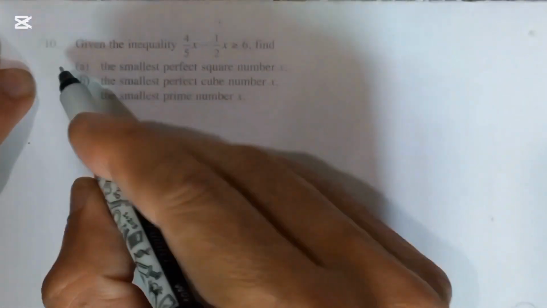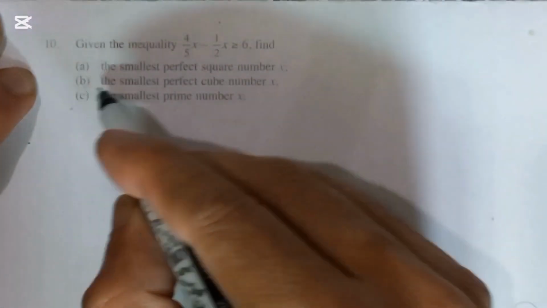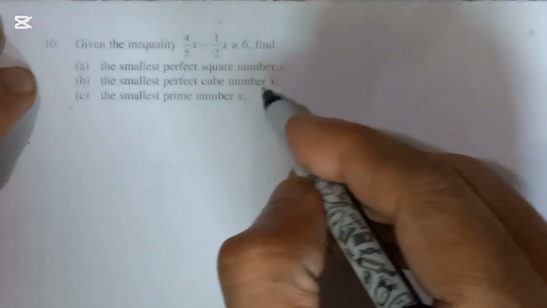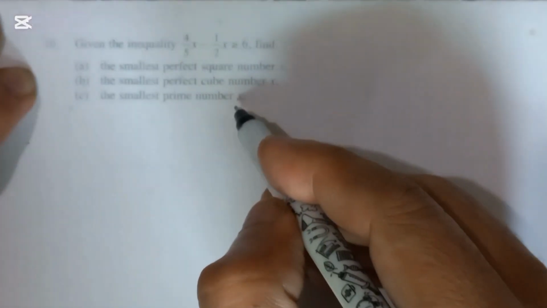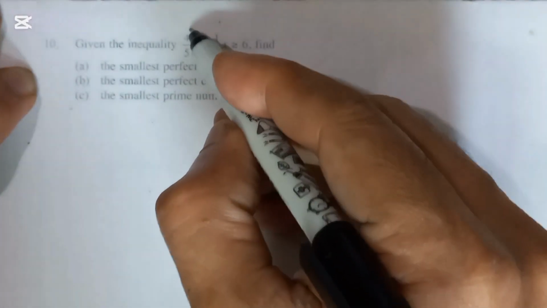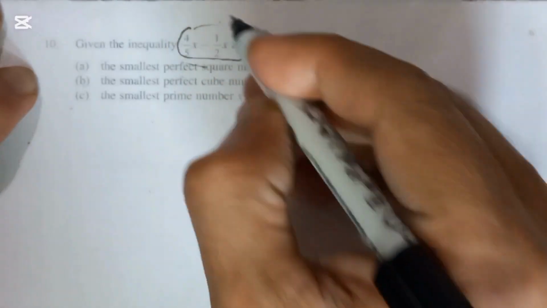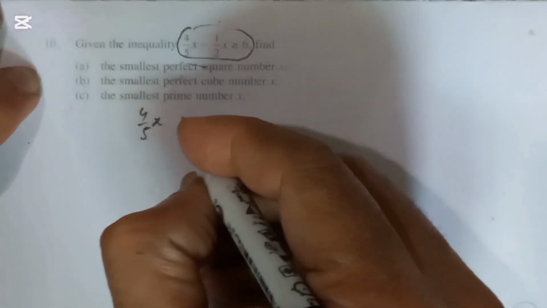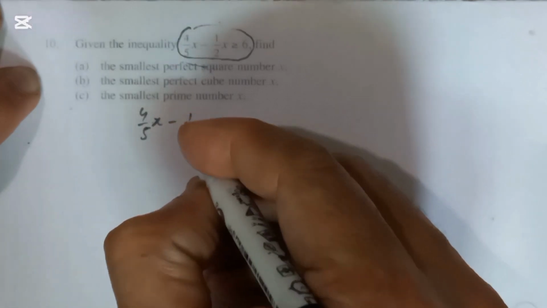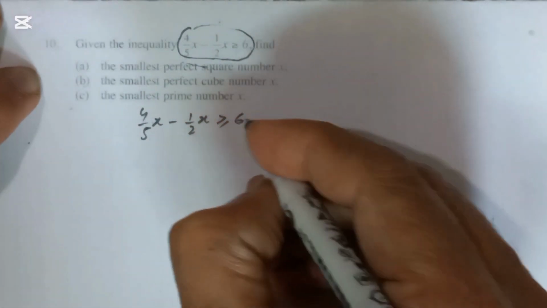Okay, here is another question, number 10. Given the inequality here, find: A part, the smallest perfect square number; B part, the smallest perfect cube number; and C part, the smallest prime number. So these are the requirements, but first we have to solve this inequality. So here is 4 by 5x minus 1 by 2x greater than or equal to 6.